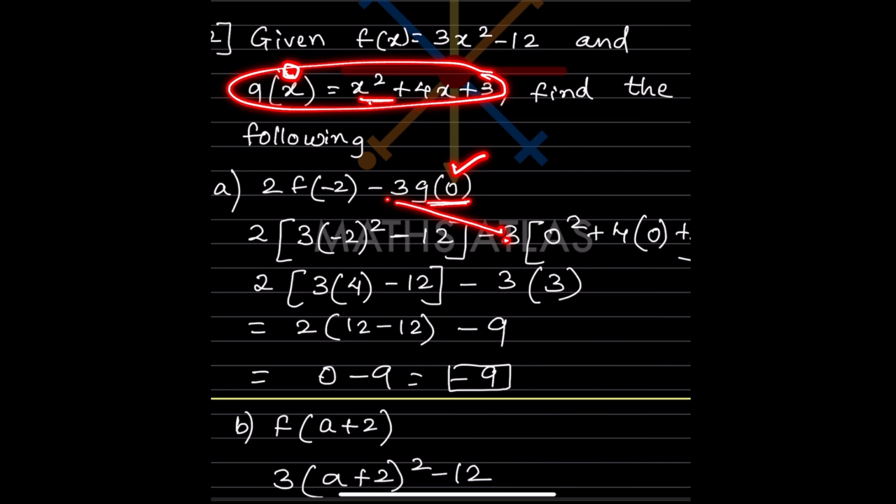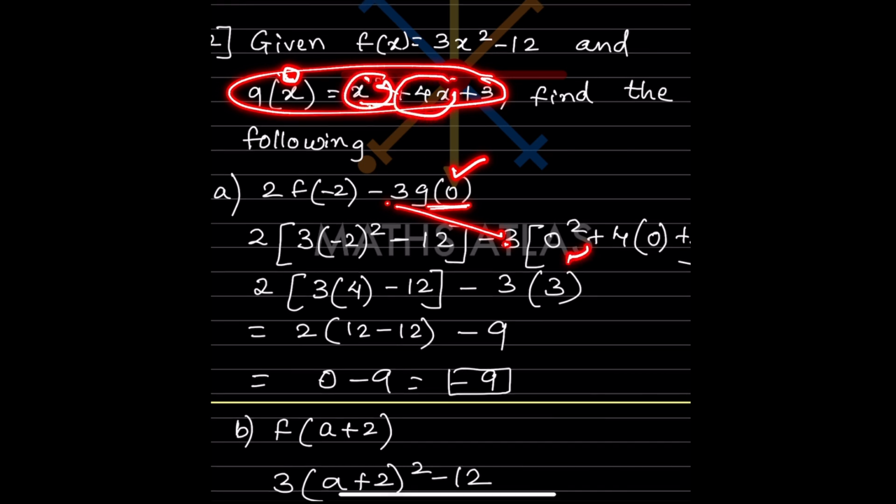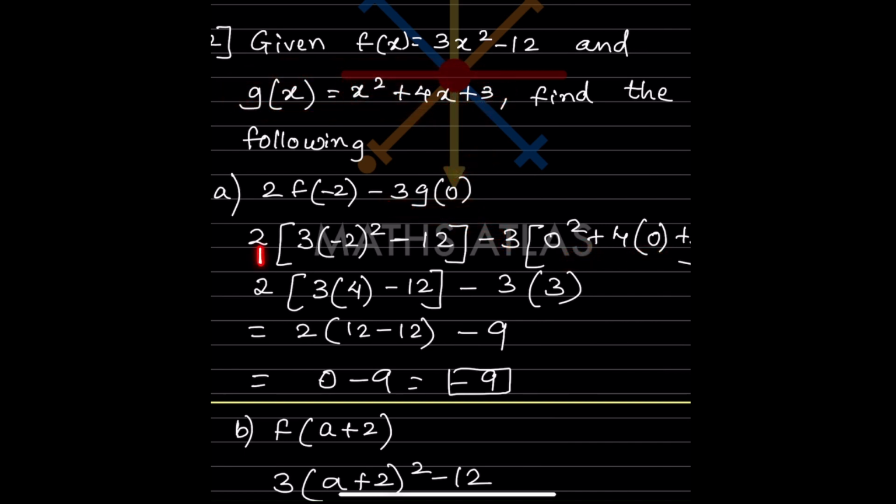So in this one, when you put 0, that will be 0 square plus 4 into 0, and this plus 3. So what will you do here? This 2 you will write as it is, this 3 as it is. Minus 2 square is going to be positive, whenever there is an even number. Minus 2 into minus 2, wherever it is an even power, the negative sign always becomes positive.